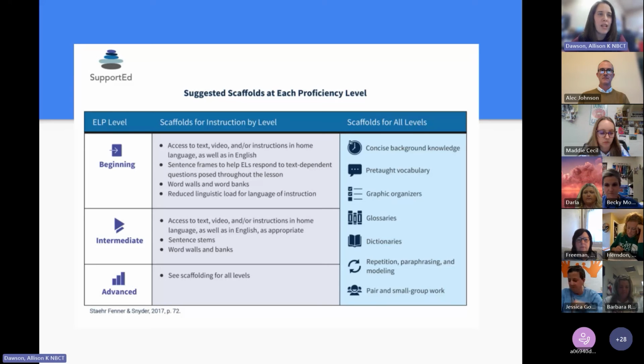So beginning students might need, again, more pictures, very simple sentence frames, word walls, word banks, and anything that you can do to reduce that load of language. Intermediate students, again, access to text, sentence stems, word walls. And advanced, if you look on the far right-hand column, the light blue box has scaffolds that are appropriate for all levels. So that's the part that is a little more challenging and just takes more time, right? Choosing the appropriate scaffold for all of the students in your particular setting.